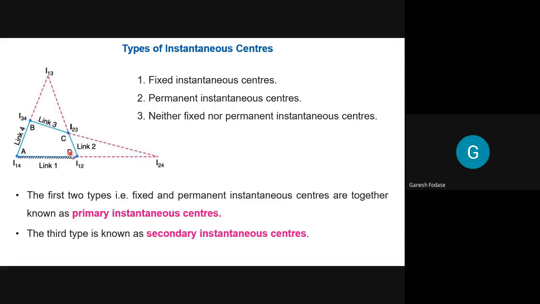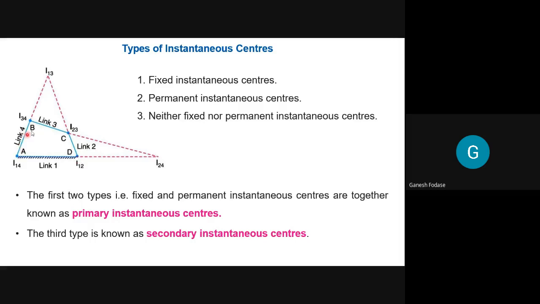Let's say I'm finding the ICR of link 2 with respect to link 1. Let's understand what I'm saying. ICR is basically the center of rotation. But you know that this link 2 is assumed to rotate about which point? D point, yes or no? Yes. Link 2 will rotate about D point, yes?